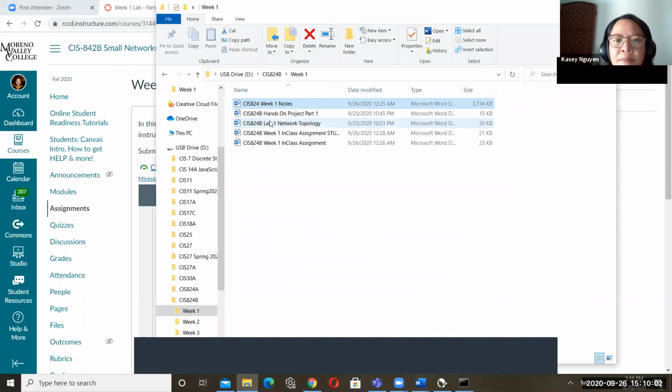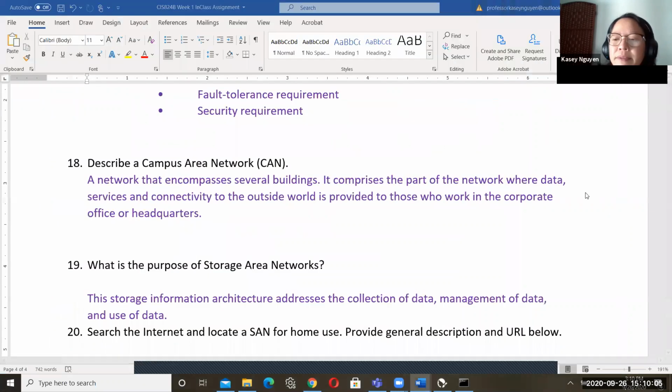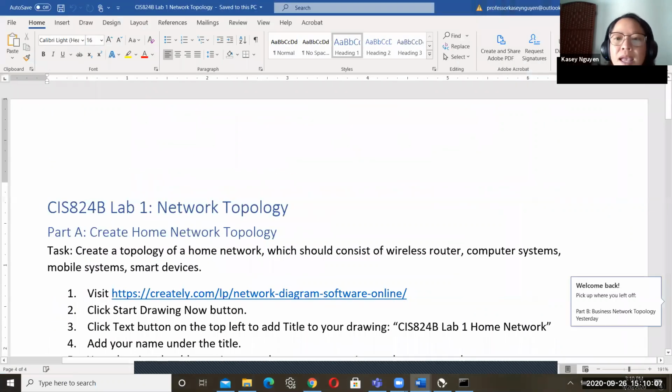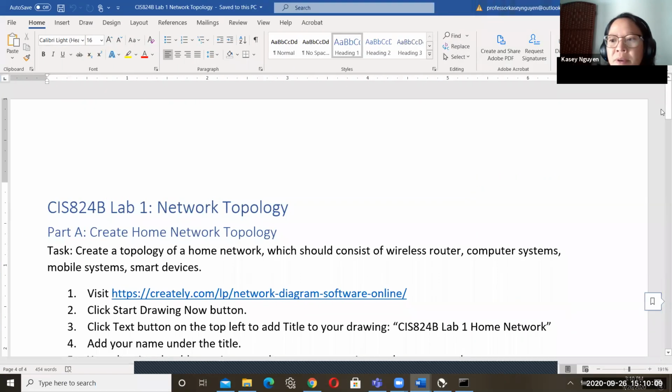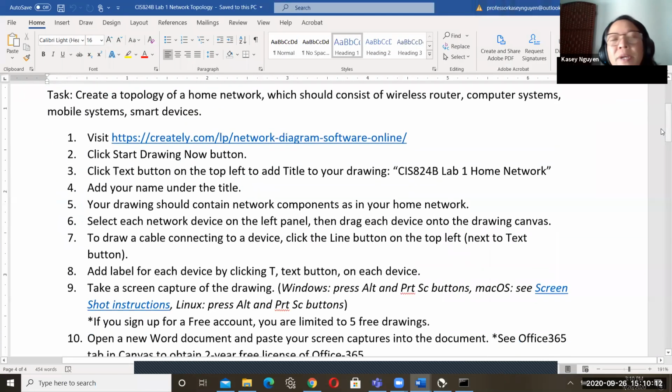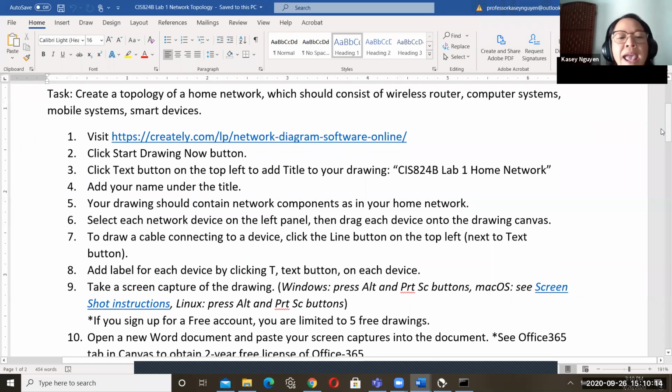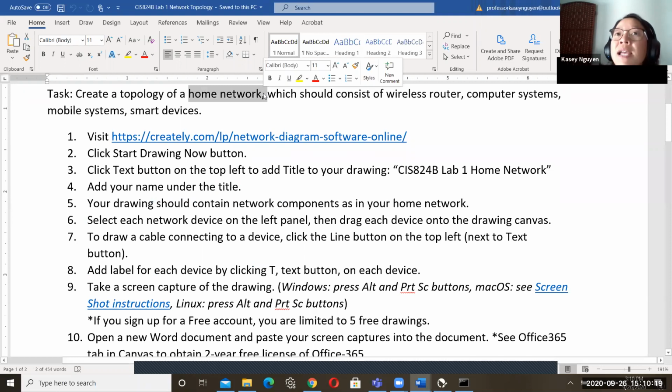So let me open up lab 1. And this is fun to do. You can design your own network. We're going to use 2 different tools. In Part A, we are going to create a home network, and you can mimic how you have it at home, right? So before you draw it, maybe look at what your router is connected to, physically or logically. Go into it and look at it, or you can just come up with your own.